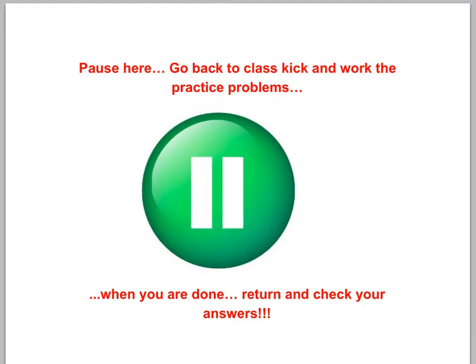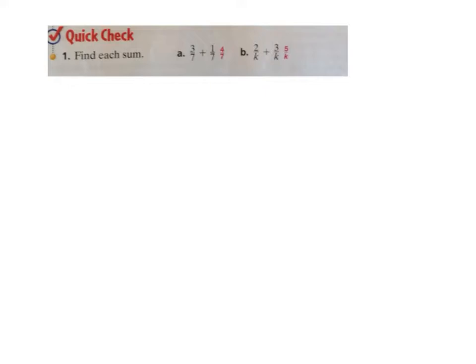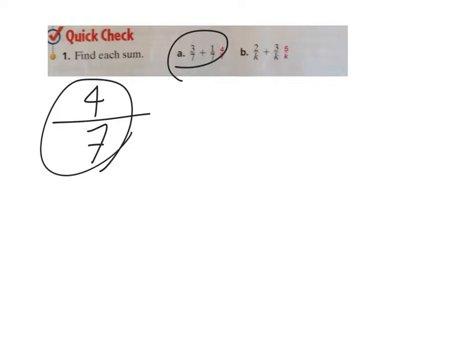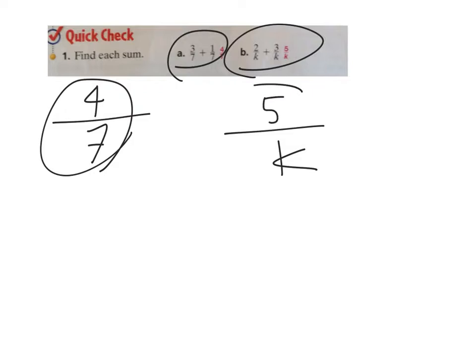Pause, go ahead and head into ClassKick, and you get to work a couple. So here, you've already hopefully worked these, and again, I've been watching you on ClassKick. The common denominator here is 7. 3 plus 1 is 4. 4 over 7 cannot be reduced. That's the answer. The common denominator here is k. 2 plus 3 is 5. So 5 over k. If that was too quick, rewind or raise your hand and ask. I'll be over to give you a hand.